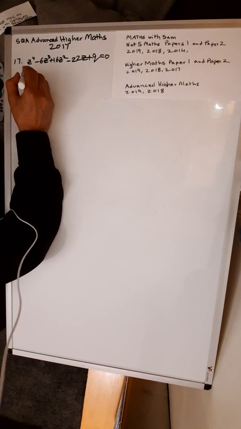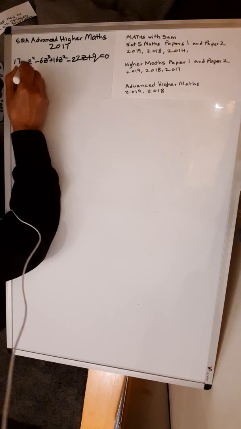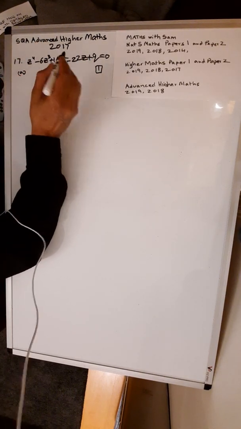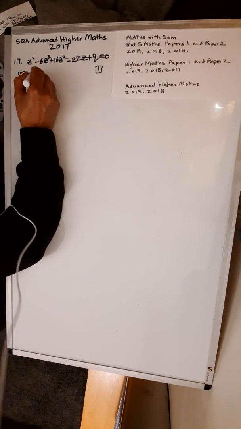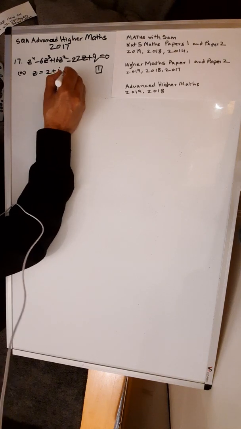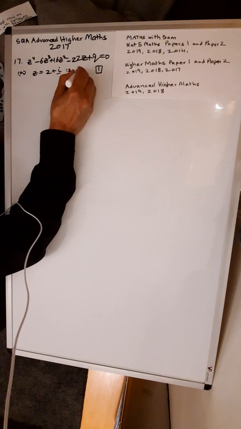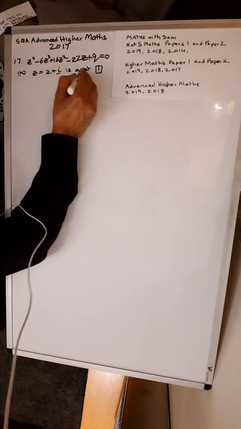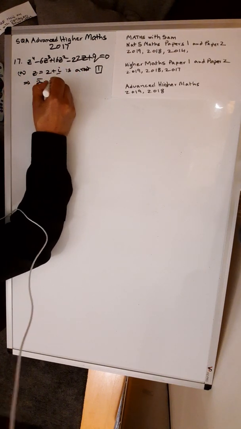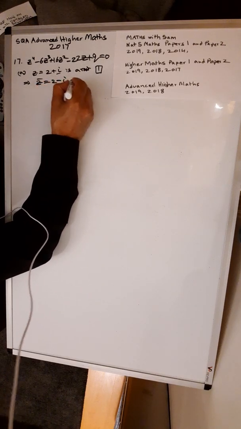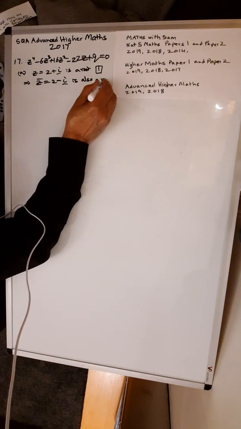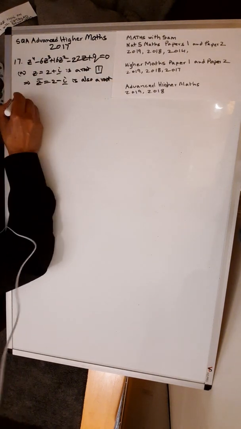For part A, state a second root of the equation. That's just for 1 mark. z equals 2 plus i is a root, which implies that the conjugate, z equals 2 minus i, is also a root. That's all you need for part A.